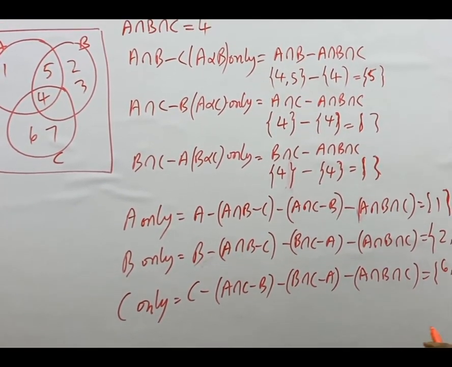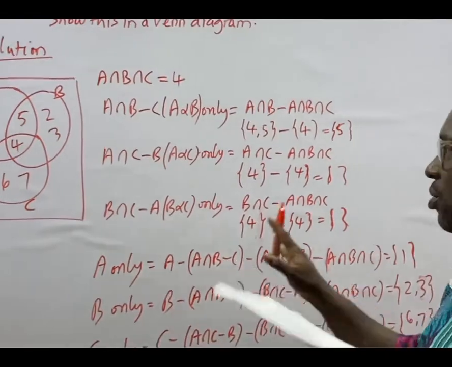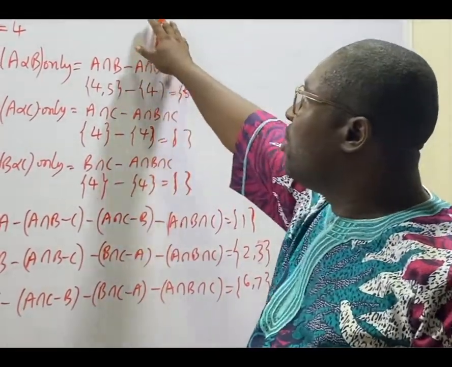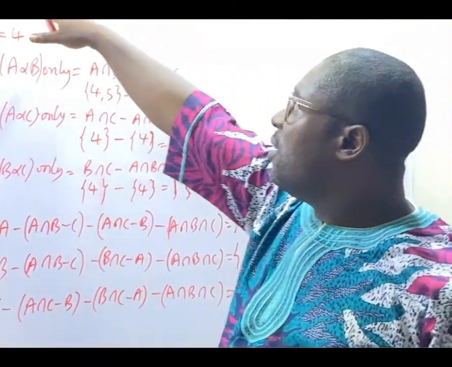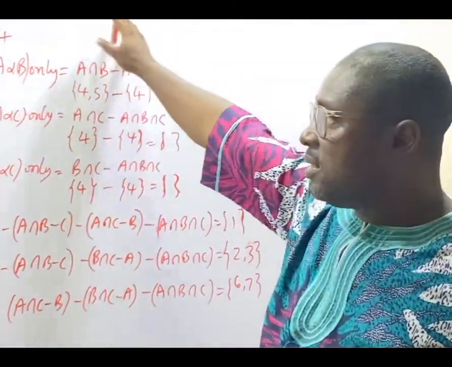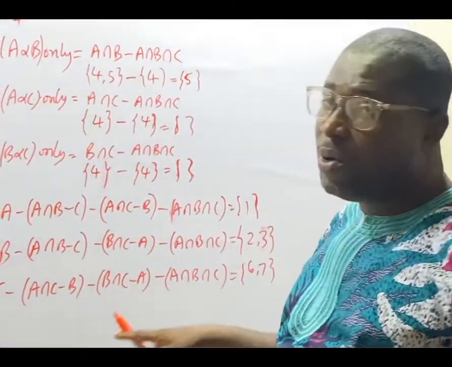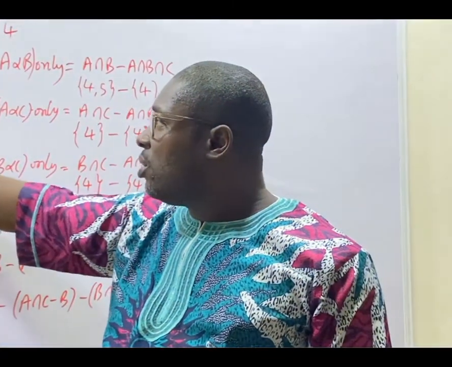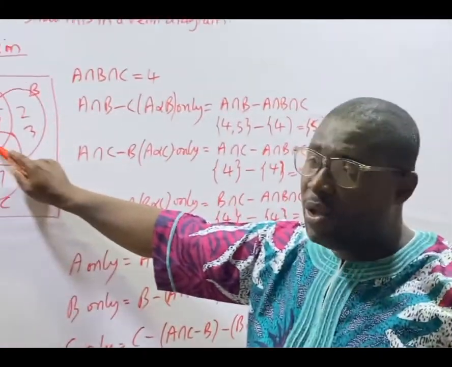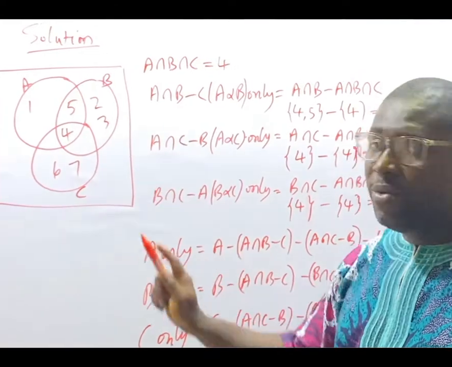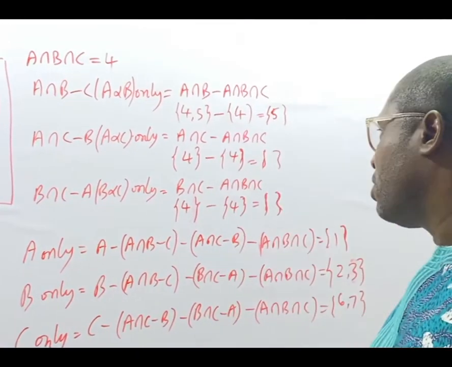Thank you very much for joining me on this video. Please go through this again. This is just a simple illustration of how you can represent listed items in a set in a Venn diagram, and how you can solve the problem. Remember, you must sort out the intersection first before you migrate into other areas. Before we go, let me check out something.